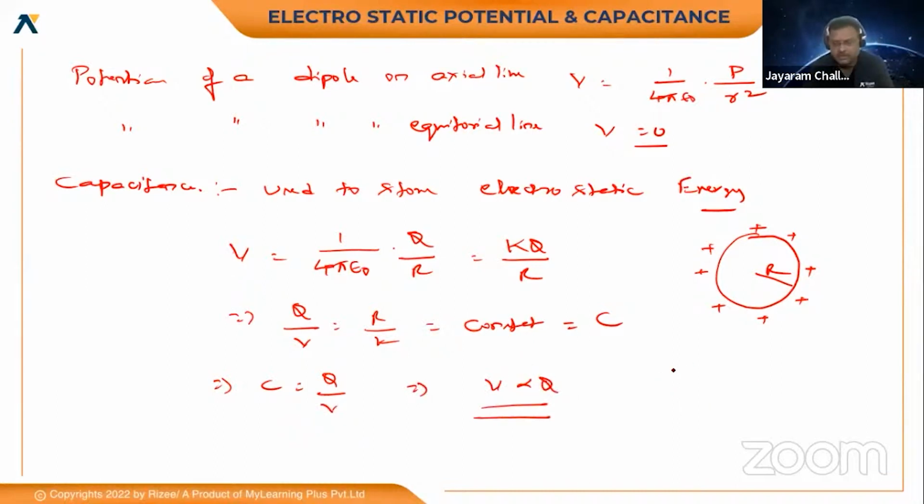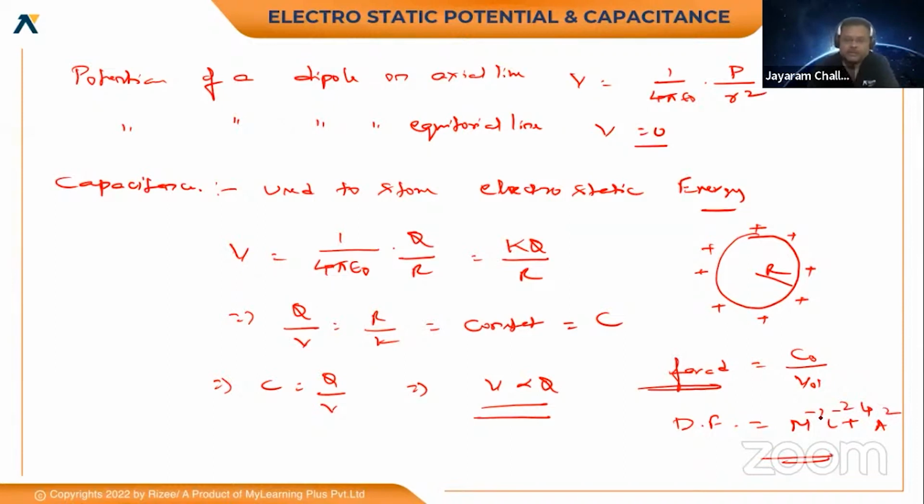The general unit of capacitance is farad. 1 farad is equal to coulomb by volt. Generally, the Earth is a very big conductor, spherical in shape, and it will have a capacitance. Next, the dimensional formula of the farad is M inverse L power minus 2 T power 4 A square. This is the dimensional formula.